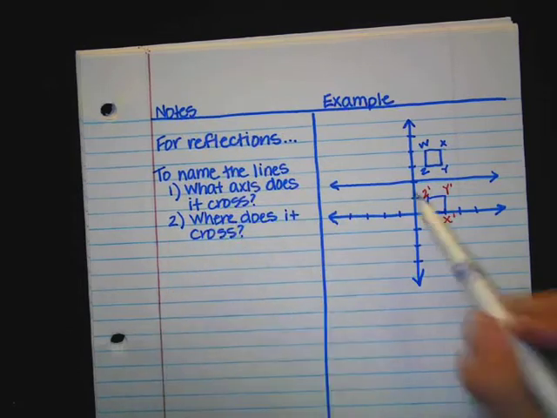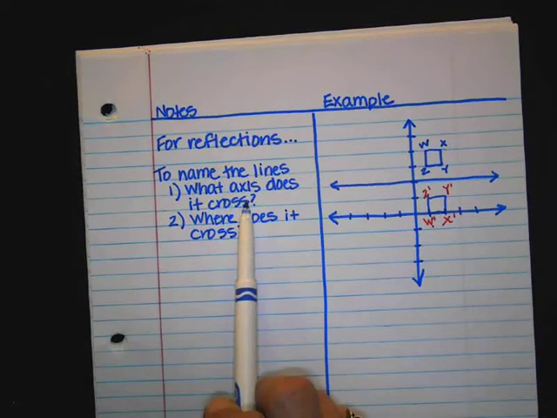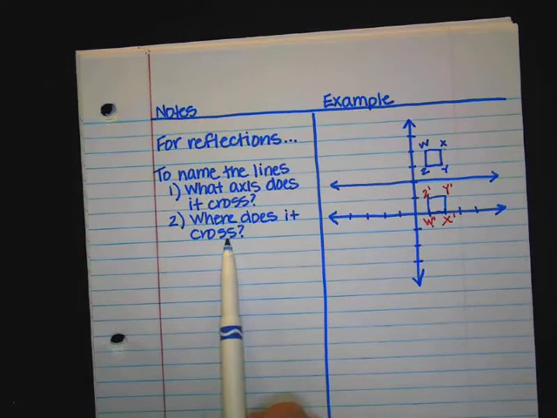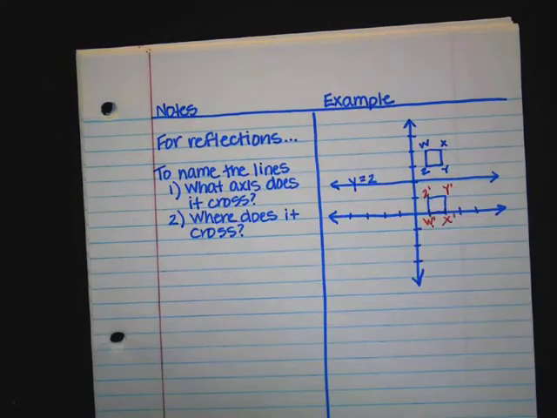It crosses at 2. Now look how easy this is going to be to name this line. Those two pieces of information you just got: what axis did it cross? It was the y. Where did it cross? It was at 2. Y equals 2. That's its name.